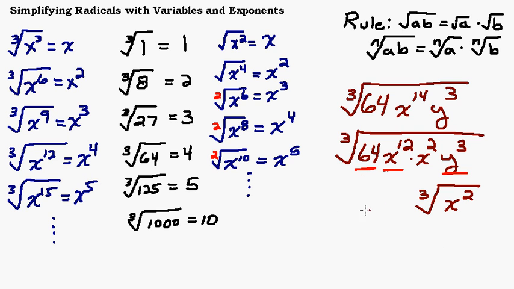So let's write what we have out here. The cubed root of 64 is 4. The cubed root of x to the 12th is x to the 4th. And the cubed root of y to the 3rd is y.